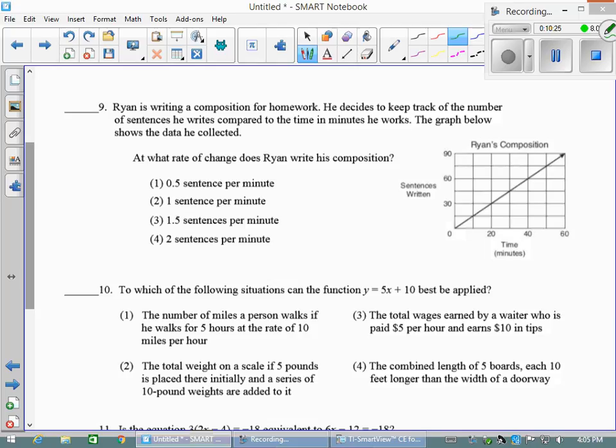Rate of change, again, just means slope. So we're being asked, what is the slope of this line? Well, let's take a look. Here's a point 0, 0, and here's a point that I can see based on my intervals of 20, 30. So I went up 30, and I went over 20. So change in y over change in x would be a simplified fraction of 3 over 2, or a decimal of 1.5. So the rate was 1.5 sentences per minute.